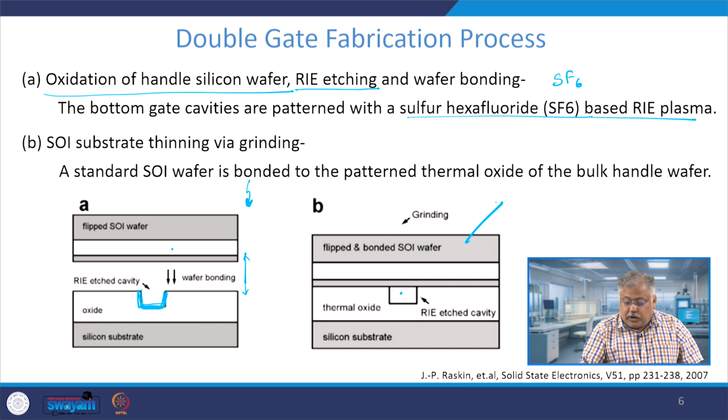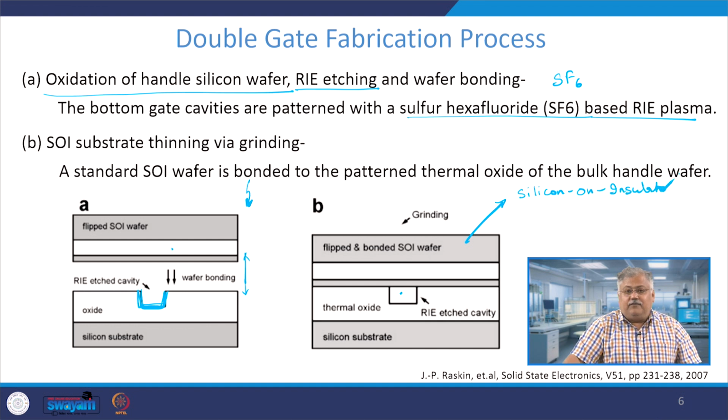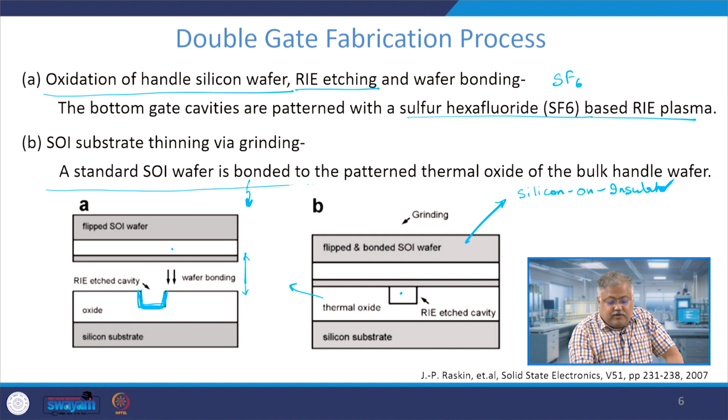So, this is my SOI device, SOI meaning silicon on insulator. I have an SOI device, and after this you have a thermal oxide. This is my thermal oxide, a thermally grown oxide layer, and I have this RIE etched cavity, and the back gate is basically my silicon substrate here. Now, therefore, a standard SOI wafer is bonded to the patterned thermal oxide bulk handle wafer. So, you see here, this is what happens first.